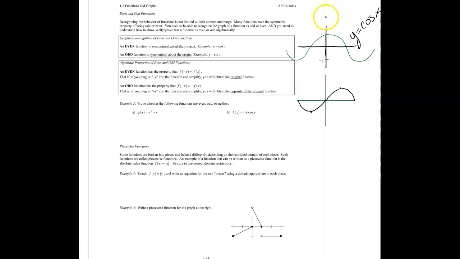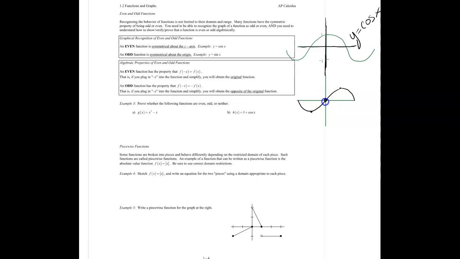If I was to draw a solid line straight down my y-axis, I could fold along that y-axis and I'd get the same thing on both sides, or at least roughly with my drawing. That is not the most accurate all the time. Other than that, an odd function is symmetrical about the origin.